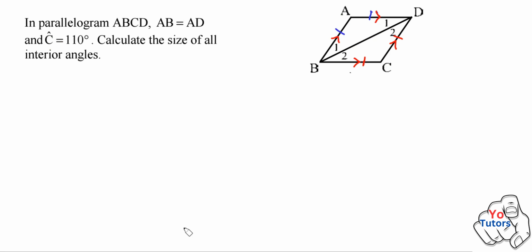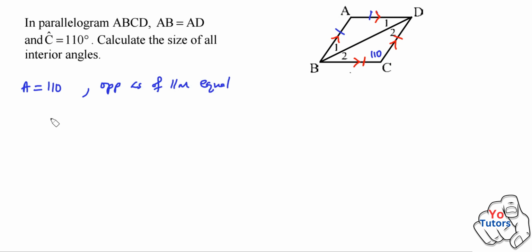Now let's go into the question. Calculate the size of all interior angles. Now we need to know, we are given angle C is equal to 110. Oh, good start. So C is 110. Now, when C is 110, let's calculate A, which is easy here. So we know that A is going to be equal to 110. Why are we saying 110? Opposite angles of a parallelogram are equal.